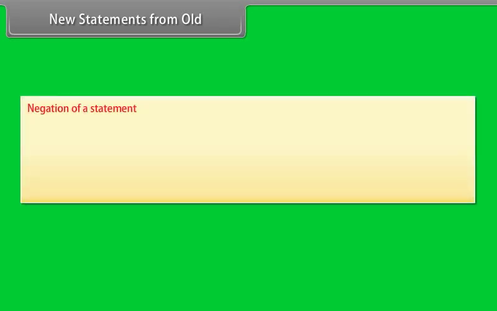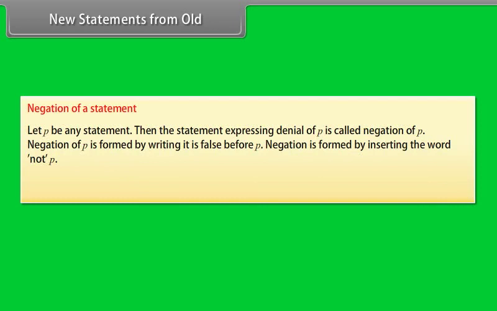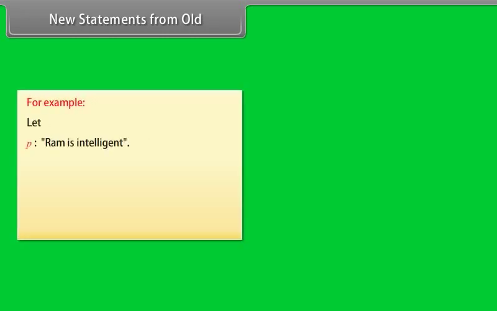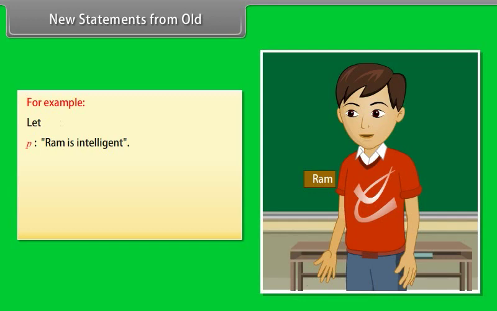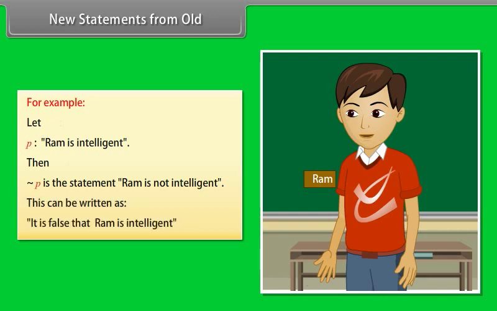New statements from old. Negation of a statement. Let P be any statement. Then the statement expressing denial of P is called negation of P. Negation of P is formed by writing it is false before P. Negation is formed by inserting the word not P. Negation of statement P is denoted as not P. For example, let P be the statement Ram is intelligent. Then not P is the statement Ram is not intelligent, or it is false that Ram is intelligent.